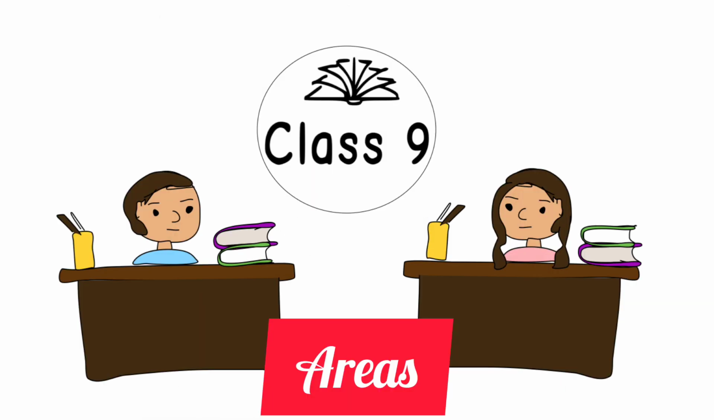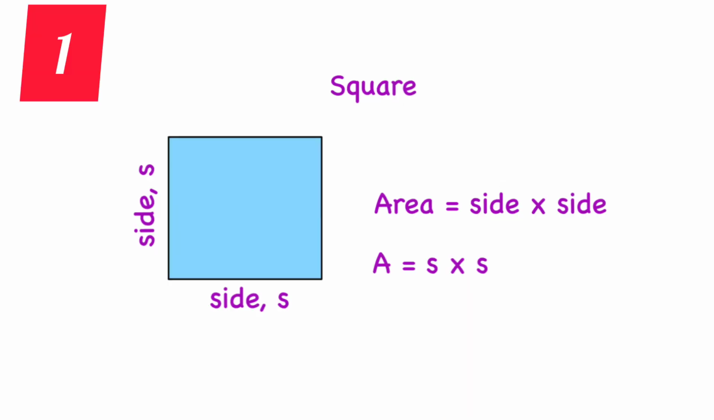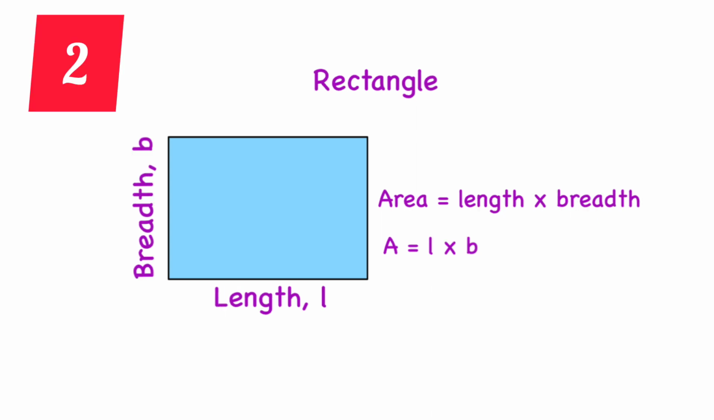The size of a surface is called its area. In this video, we are going to quickly revise the area formulae for a few basic shapes. The area of a square is the length of its side squared. The area of a rectangle is the product of its length and its breadth.